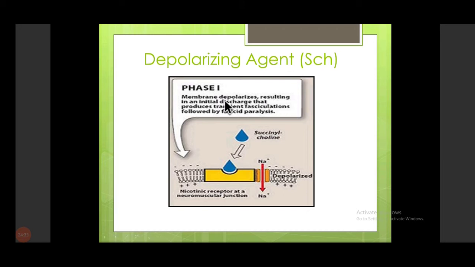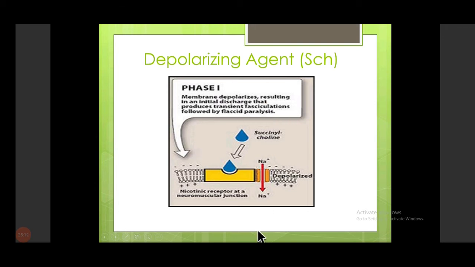So how would it manifest? It would produce transient fasciculation followed by flaccid paralysis. The mechanism for this transient fasciculation is whenever the inside of the cell is depolarized, calcium is released from the sarcoplasmic reticulum, binds to calmodulin, forms the calcium calmodulin complex, and would facilitate the excitation contraction of the muscle. This produces initial fasciculation or twitching.